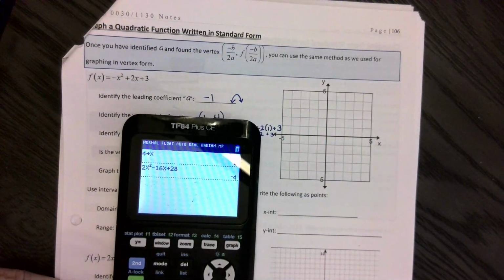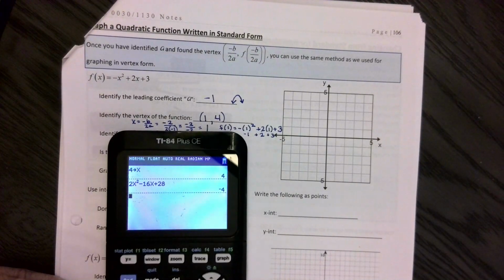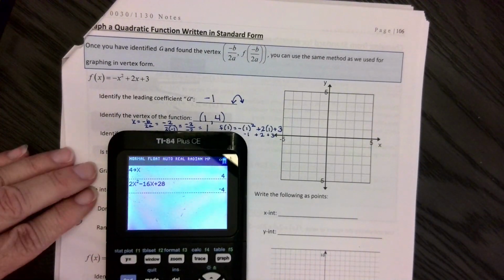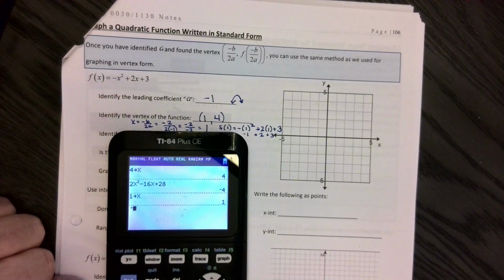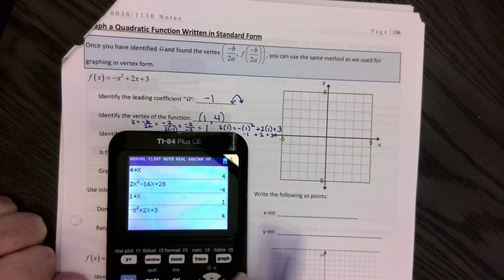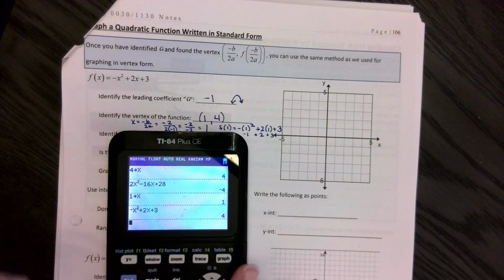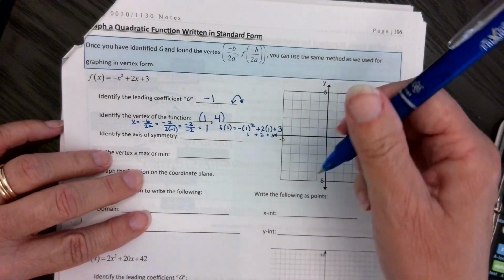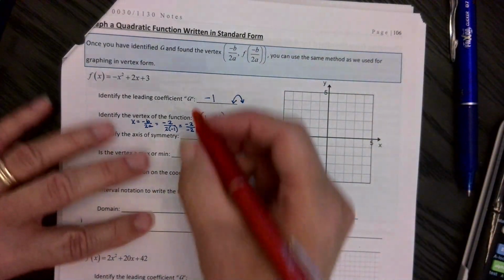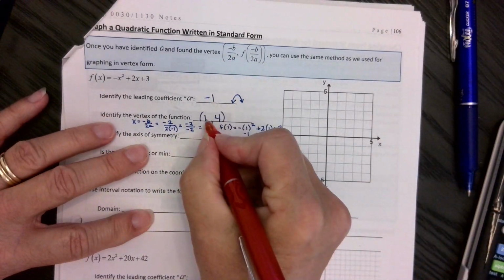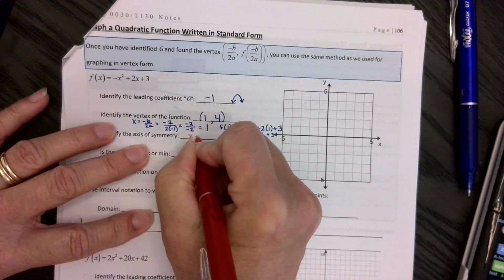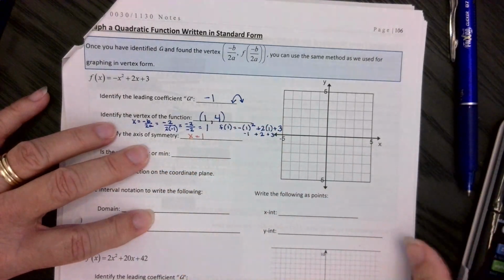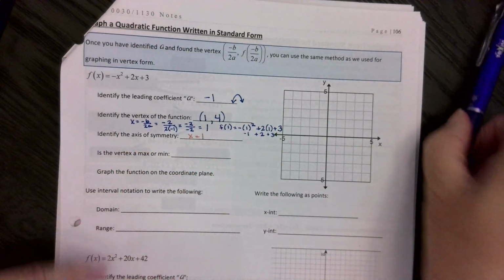So let's store 1 under our x, and then let's plug this in: -x squared plus 2x plus 3. And you'll notice that it gives us 4. And that's what I ended up with when I did it by hand. Okay? All right. The axis of symmetry is x equals 1. Yes, you have to write it as x equals. That's the equation. Now, how do I know that?